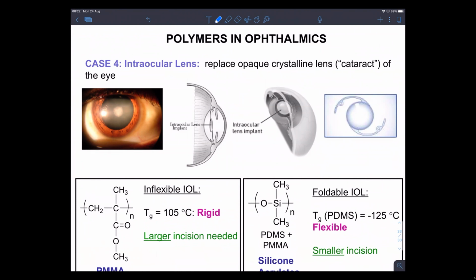I mean, I wear contact lenses. I'm not sure how confident I would feel placing glass directly into my eye, but that is how it used to be. Then they moved to PMMA.